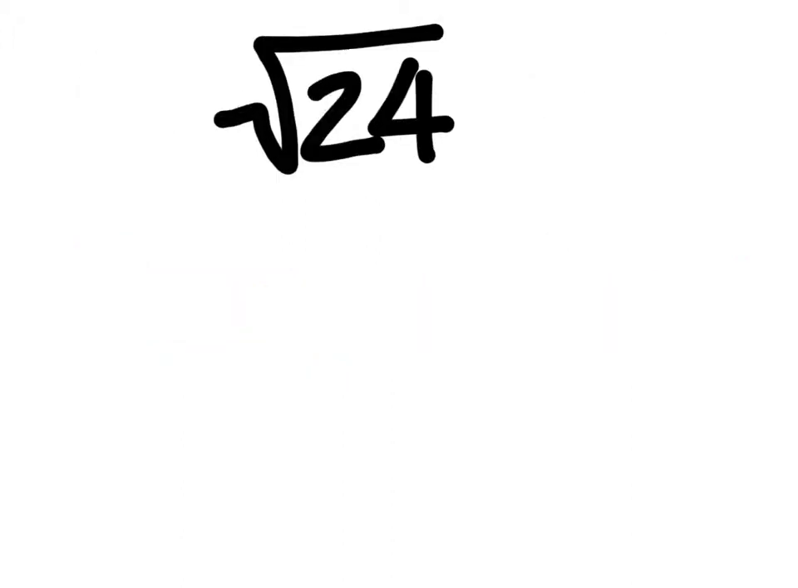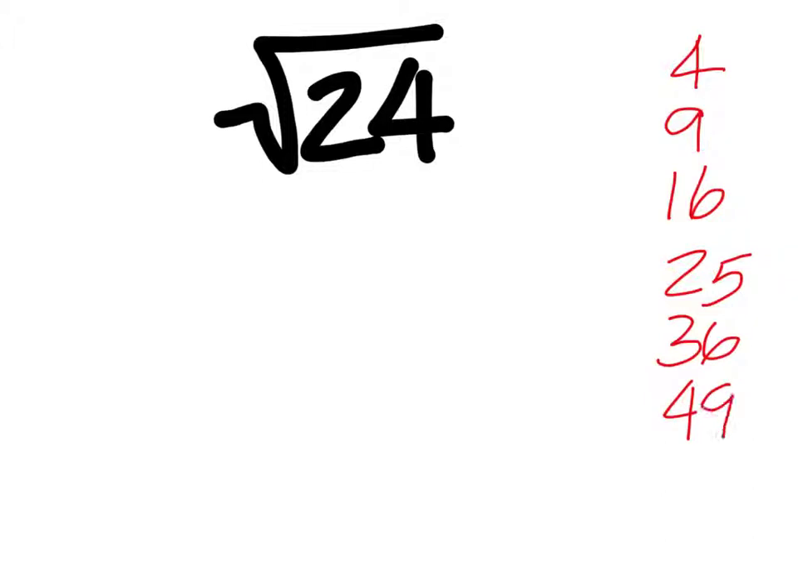So the square root of 24. You want to see if you can simplify this, and to do it, you got to have your perfect squares starting with 4 and then up to 9, 16, 25, 36, 49, 64. That should be far enough.